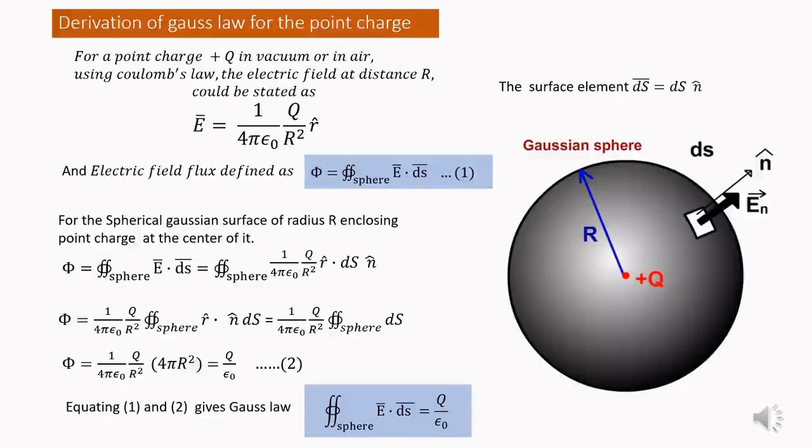So equating this expression 2 with expression 1 for the flux in terms of the surface integral, we could find that whatever statement we are arriving at is called the Gauss law. The flux which is evaluated over the surface area is equal to charge enclosed over epsilon naught for the vacuum or for the air.